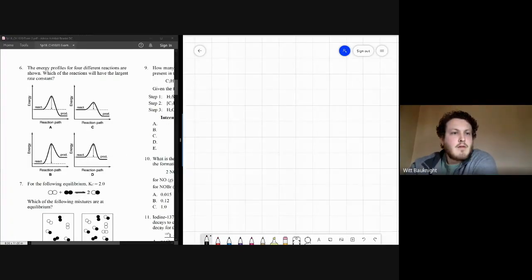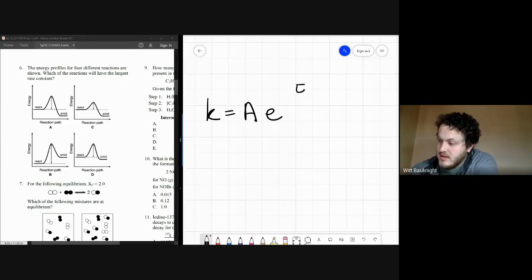For problem number 6, it gives us the energy profiles for the 4 different reactions. Which of the reactions will have the largest rate constant? So, as we know, the rate constant is equal to this Arrhenius constant times e raised to the negative activation energy over RT. So the main difference between these 4 reactions is the activation energies. That's what we're going to look at.